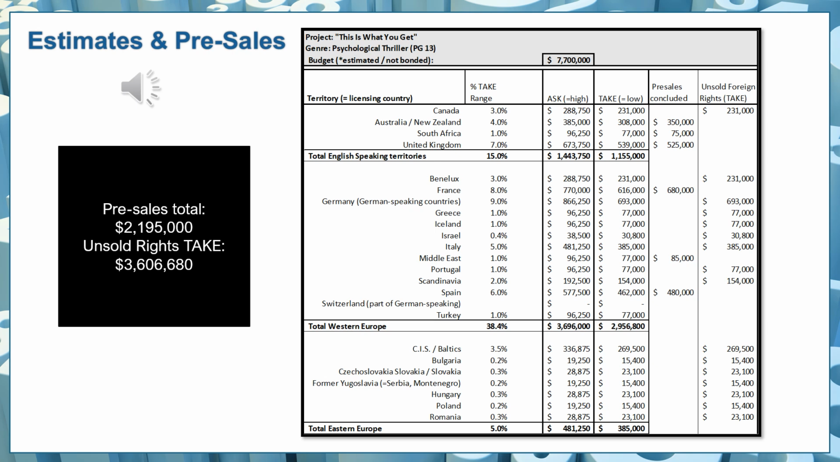And the reason why I mention this is if we have certain sales that are below take, when we take the sales estimates and pre-sales to the bank, they will take that into consideration, and the terms will reflect that there are certain deals that are below take.